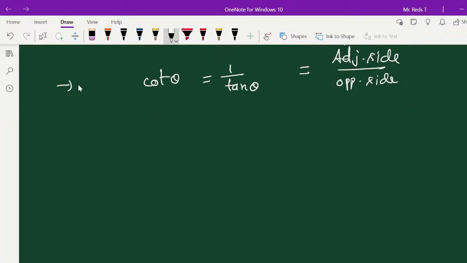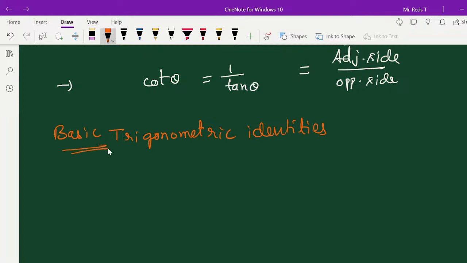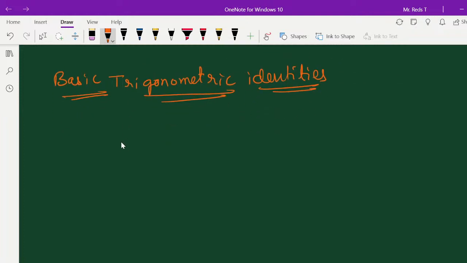I can write down as a heading: basic trigonometric identities. Yes, only three identities. I will give them here.